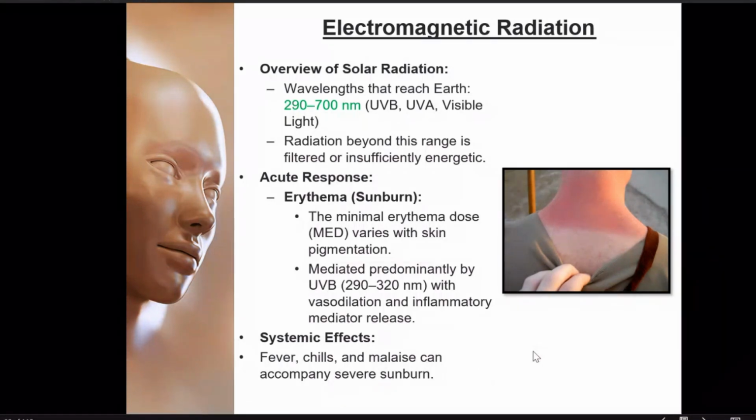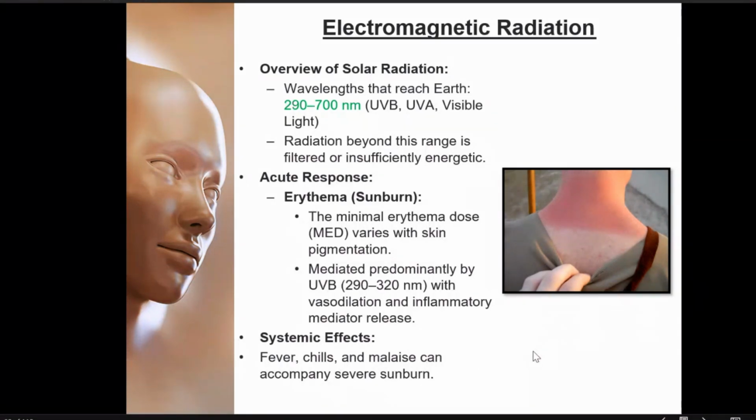Systemically, fever, chills, and malaise can accompany severe sunburn. If there is a severe sunburn, then you can see fever and chills. Most people have also seen this personally when exposed to sunlight in the summer. Due to more exposure, you can see the fever. So this is normally due to the electromagnetic radiation.